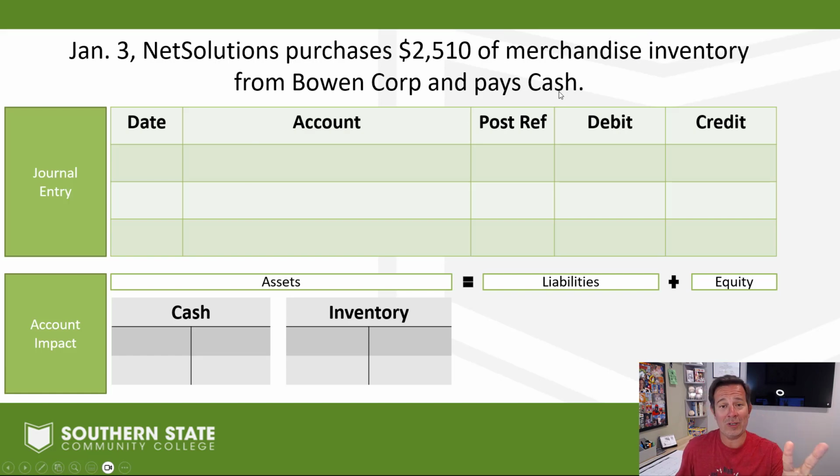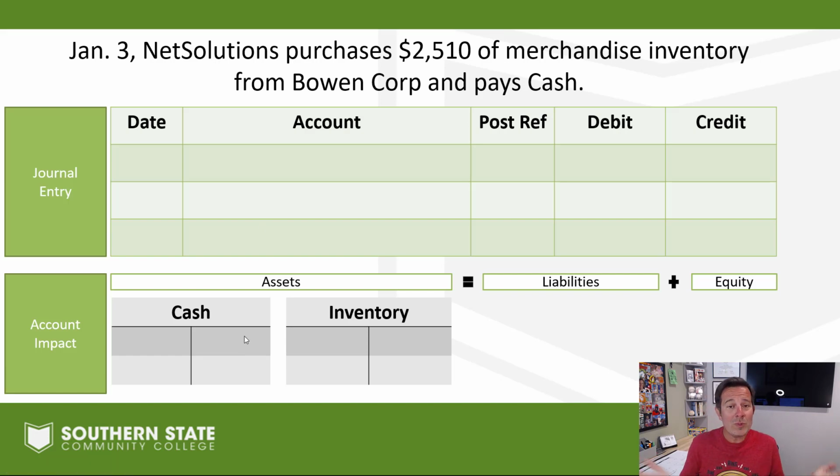Step 2, are these accounts going up or down? Well, we're buying inventory, and so that's probably going to go up. We're paying cash. Cash is going to go down. So we know the accounts in play. We know whether they're going up or down. Our final step is to figure out how to apply debit and credit to it. Both asset accounts here, inventory asset goes up on the debit side. Cash goes down on the credit side.